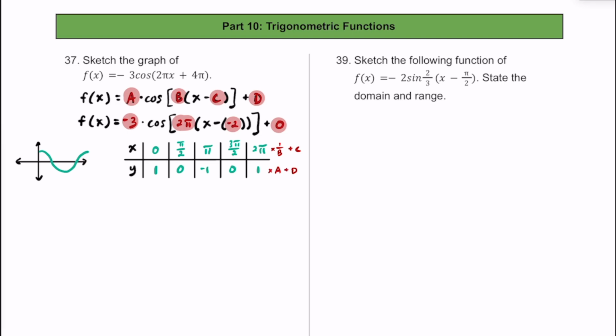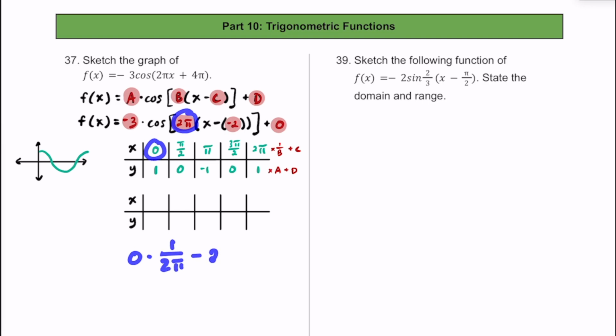So b and c are going to go together and a and d are going to go together. Let's go ahead and take this x equals 0 first, multiply it by 1 over 2 pi. So 0 times 1 over 2 pi. And then take away 2, that's going to be 0 minus 2, which is going to be negative 2. Next, take this x is pi over 2, and let's go ahead and multiply that by 1 over b. 1 over b is going to be 1 over 2 pi, and let's go ahead and take away 2 afterwards.